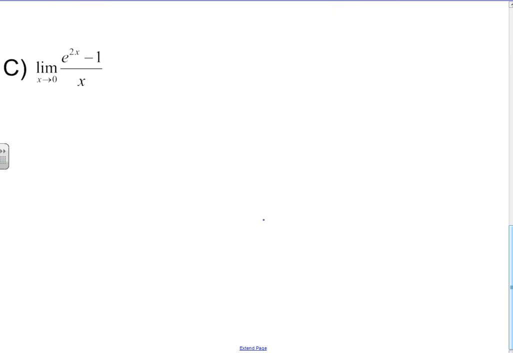We're heading to 0. So what we have to do is substitute 0 in. Let's see what the limit looks like. If I put 0 in, I get e to the 0 minus 1 over 0. So I'm definitely dividing by 0. E to the 0 is 1. 1 minus 1 is 0. Okay, this will work for L'Hopital.